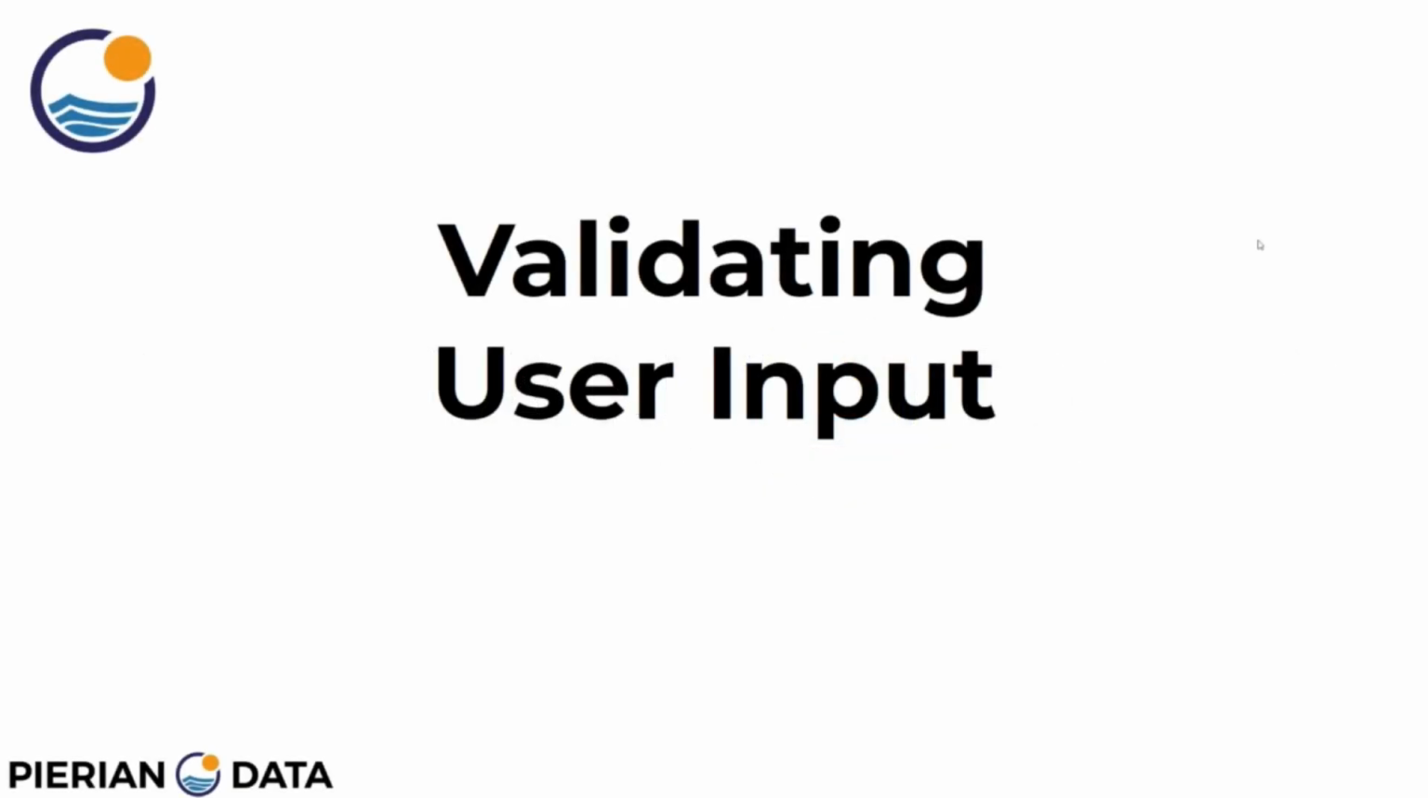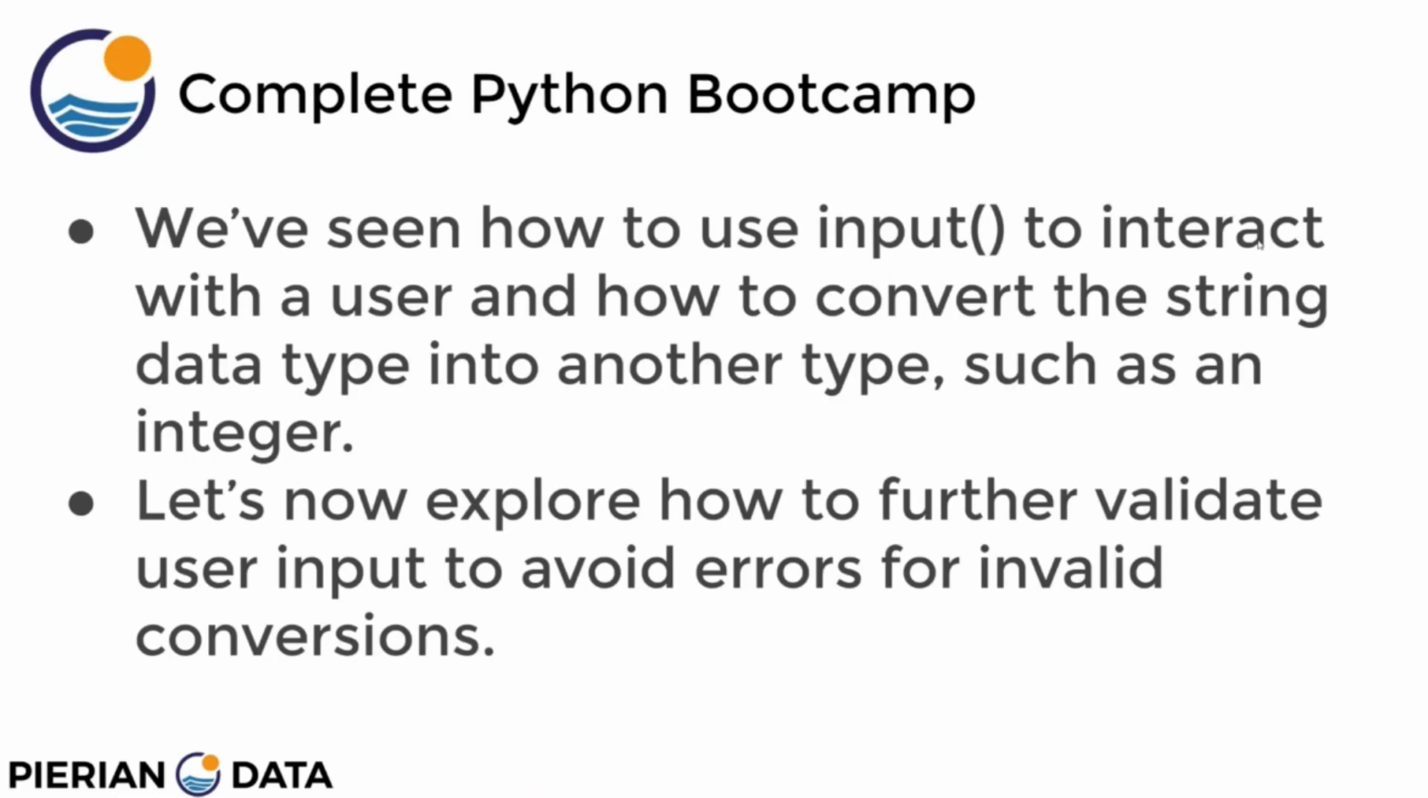Welcome back, everyone, to this lecture on validating user input. So we've already seen how to use the input function to interact with a user, and then how to convert that string data type from the input function into another data type, such as an integer. That way we can then use that input for other things within our program, such as indexing from a list.